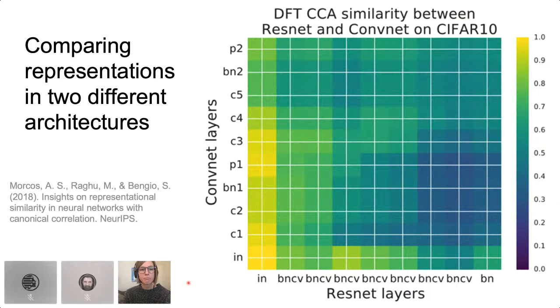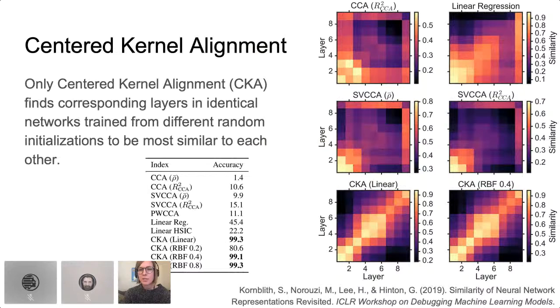But there are some limitations of CCA. One of those limitations is described in this paper by Simon Kornblith and colleagues. This was one of my favorite papers from last year, so I highly recommend it. The authors ask, essentially, what do we want from a similarity metric? And then they analyze several different metrics to understand their properties.